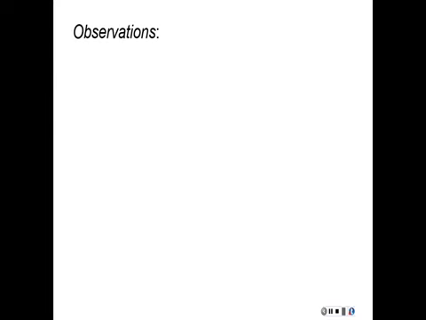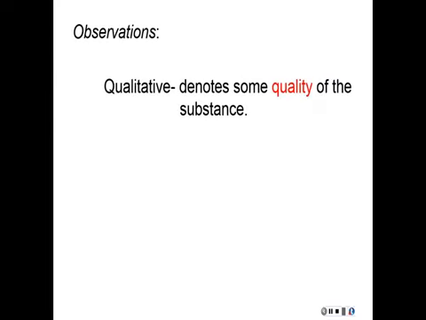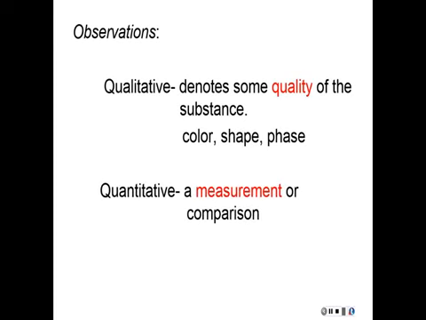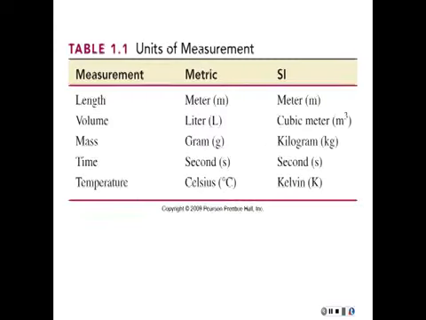We can put observations into two different categories. One is qualitative, which denotes some quality of the substance like color, shape, or phase. And the other type is quantitative, a measurement or comparison. So when you think of quantitative, you talk about using a balance or a ruler or something like maybe a graduated cylinder, something to measure a property of a substance.